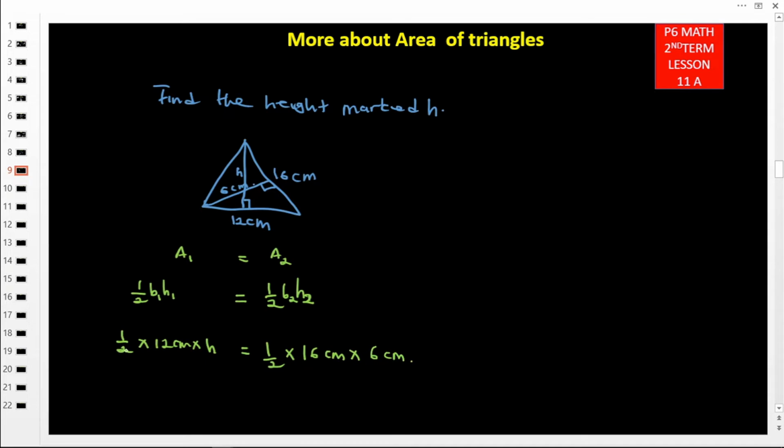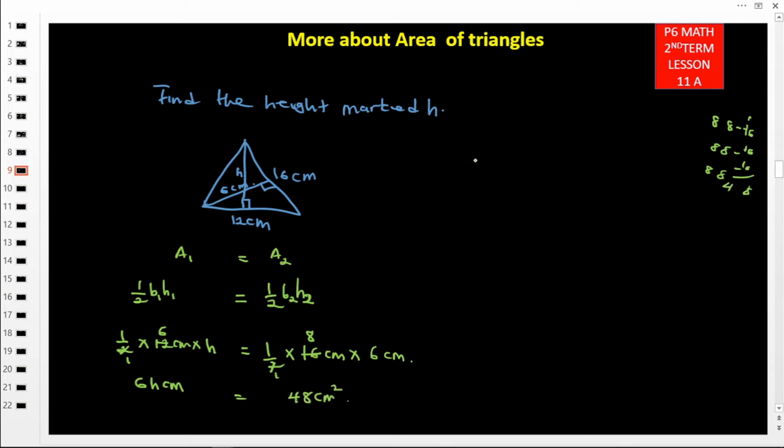Alright, now here we go back as usual. Half of 12 is 6, so we get 6 centimeters times h. Now this equals half of 16, which is 8. So 8 times 60, which is 8 groups of 60... Working it out, we get 48 centimeters squared.